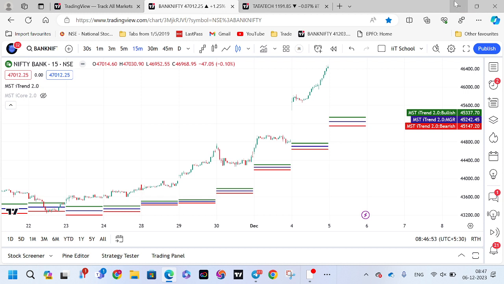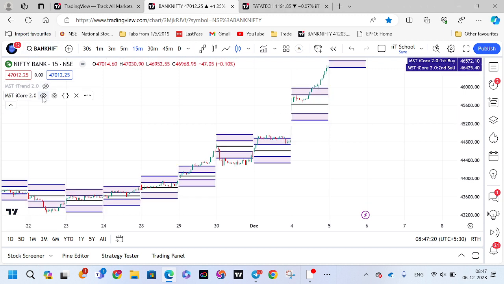Today let us see the performance of our MST iCore 2.0 and MST iTrend 2.0. I will teach you one positional strategy based on iTrend. How can we use this positional strategy? Before I delve into this iTrend 2.0 positional strategy, let me show you what happened yesterday as per our default indicator, that is our iCore 2.0.